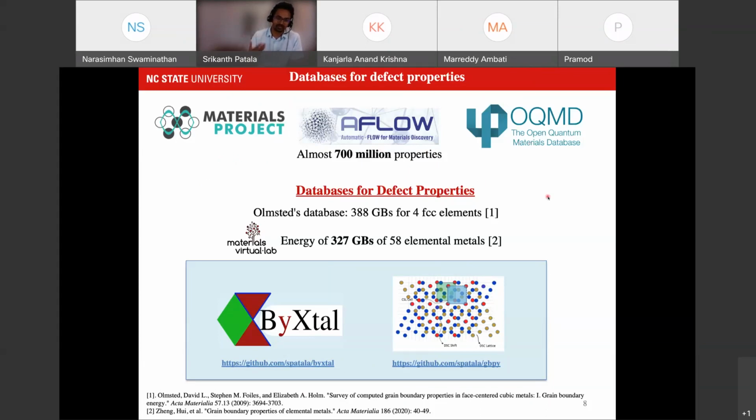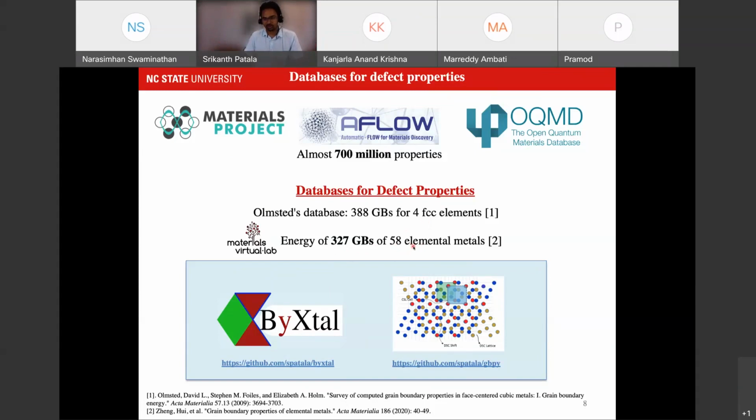Really, if we want to, especially on the structural materials side, if we want to design materials, we have to move towards defect properties. And a couple of examples here. There is a database for grain boundaries, which in the grain boundary community, we refer to as Olmsted's database. There are about 388 grain boundaries of 4 FCC metals. And more recently, about 327 grain boundaries of a total of about 58 elemental metals. But again, in a 5-dimensional space, about 300 boundaries, 400 boundaries is actually very sparse sampling.